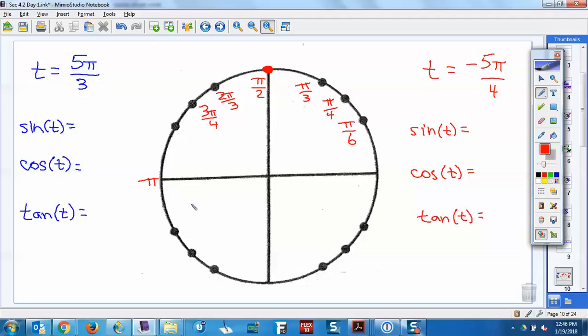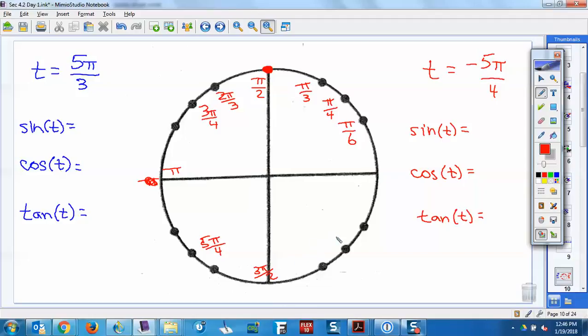Then what's next? Oops, I put that on the outside. Pi. What's next? 5 pi over 4. What's next? Where's 6 pi over 4? Right here. 6 pi over 4 reduces to 3 pi over 2, which is 270 degrees.